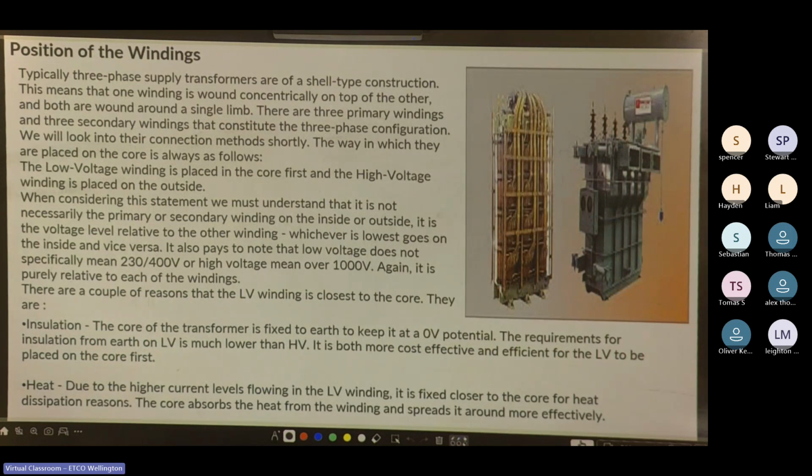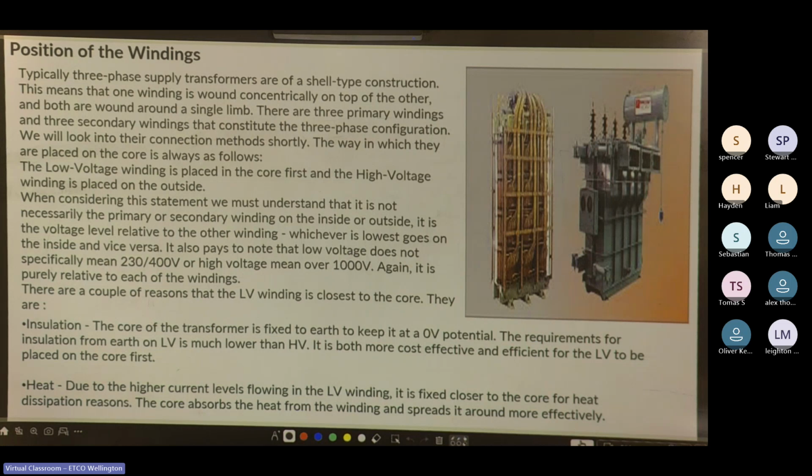Cool. So the position of the windings. Typically three-phase supply transformers are of a shell-type construction. This means that one winding is wound concentrically on top of the other, and both are wound around a single limb. There are three primary windings and three secondary windings that constitute the three-phase configuration. We'll look into the connection methods shortly. The way in which they are placed on the core is always as follows.